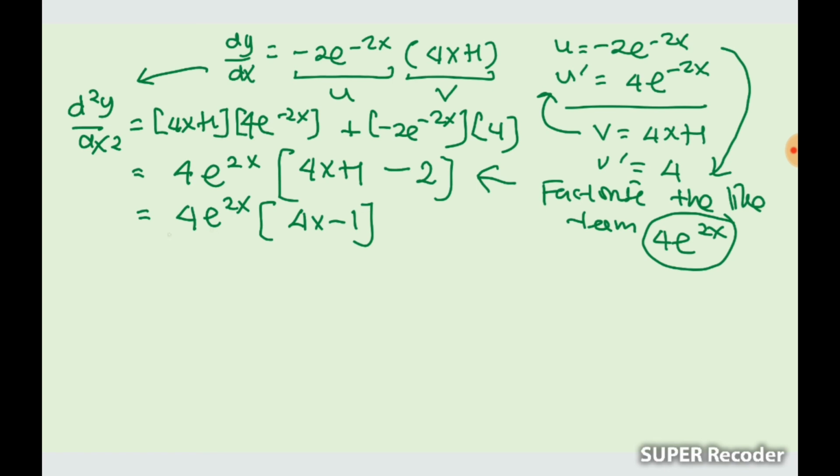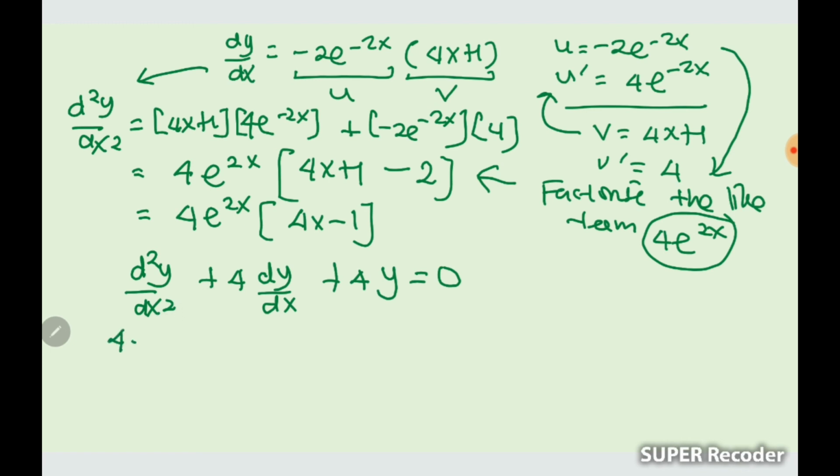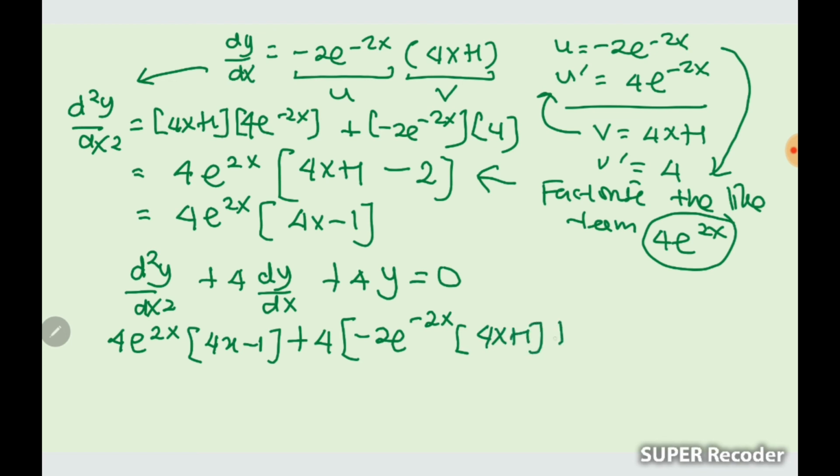Okay, now we just get d squared y dx squared. So I will substitute into the equation d squared y dx squared plus 4 dy dx plus 4y equals to 0. So substitute d squared y dx squared first, which is 4e negative 2x multiply with 4x minus 1 plus 4, then you substitute dy dx. dy dx is negative 2e negative 2x multiply with 4x plus 1 plus 4y.